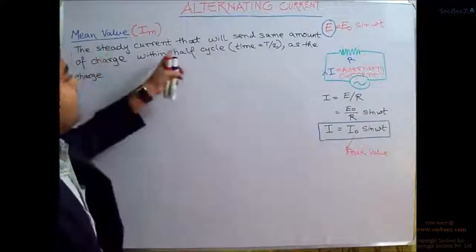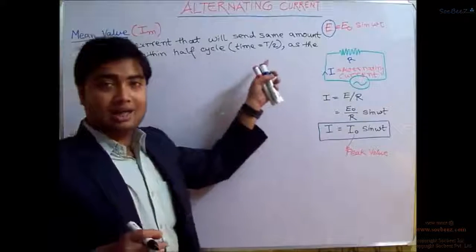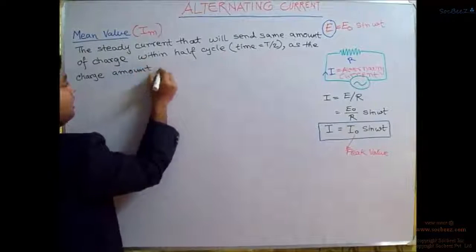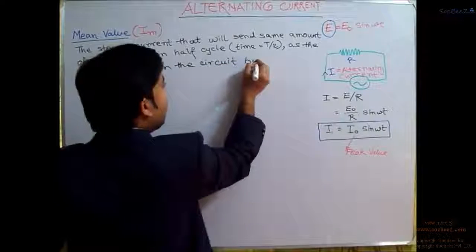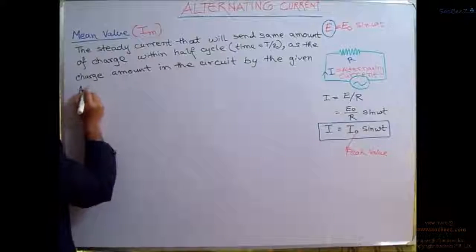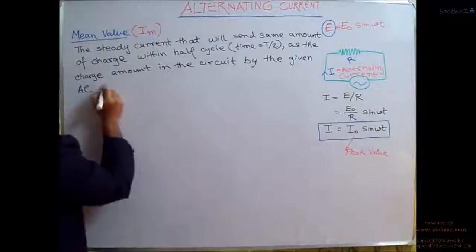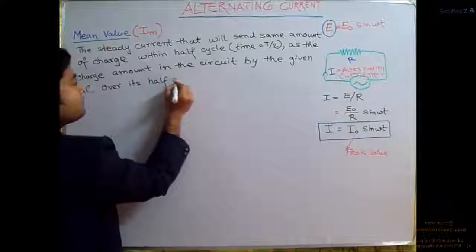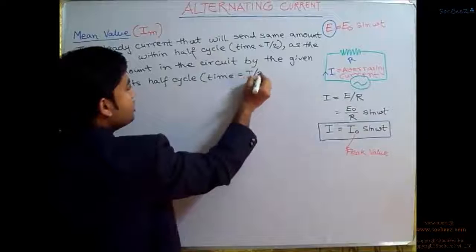So the steady current will send the same amount of charge within half a cycle as the charge in the circuit by the given alternating current, over the same half cycle time, within brackets, where time is again equal to T by 2.